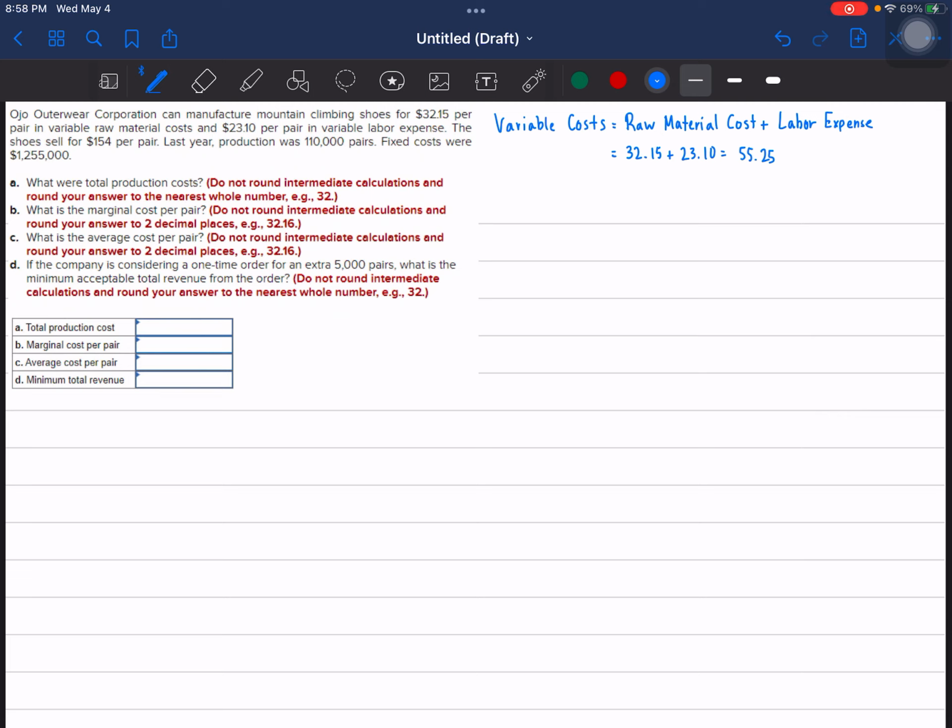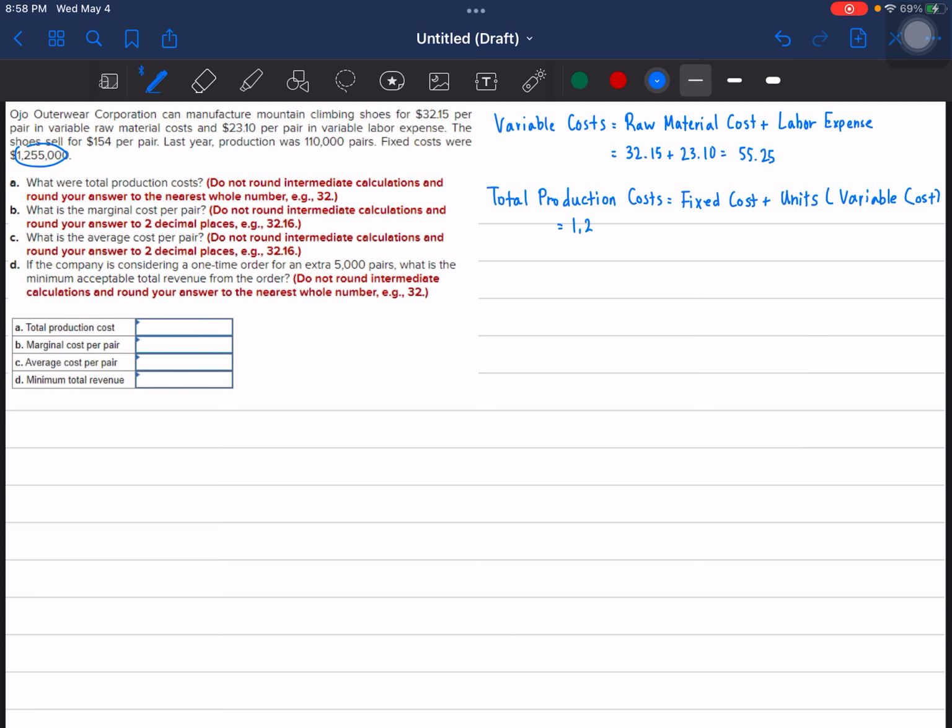So our total production cost is equal to our fixed cost plus the number of units produced or manufactured times the variable cost. So our fixed cost they gave us at 1.255 million.